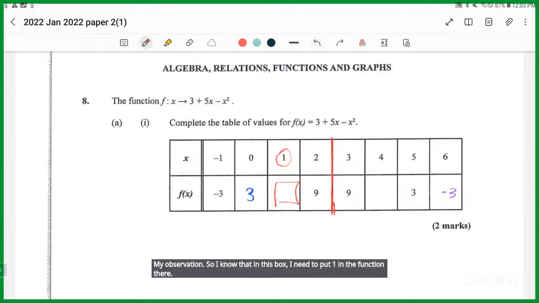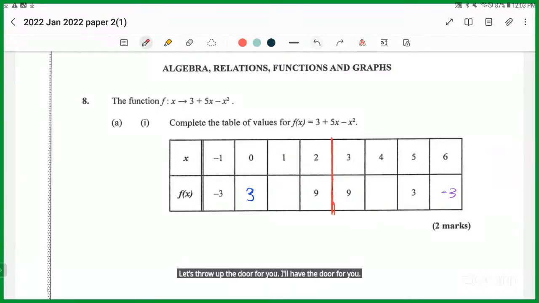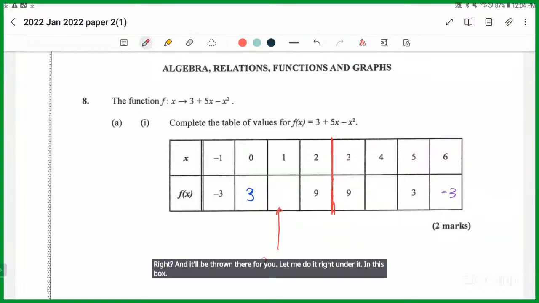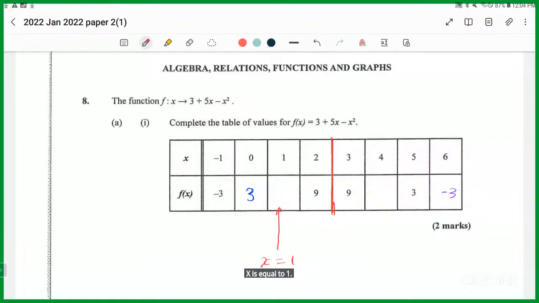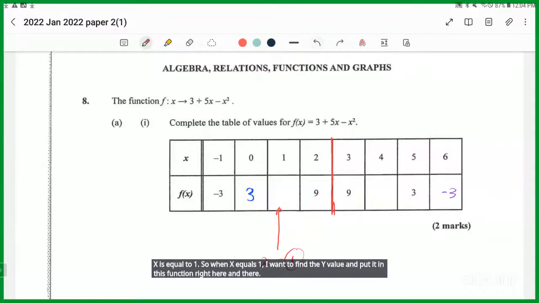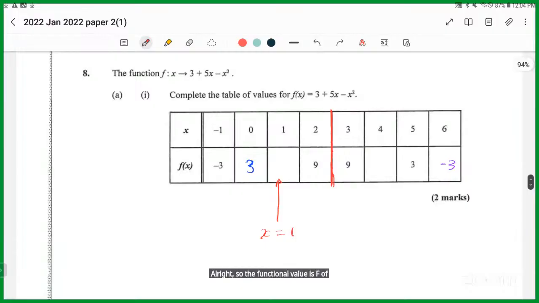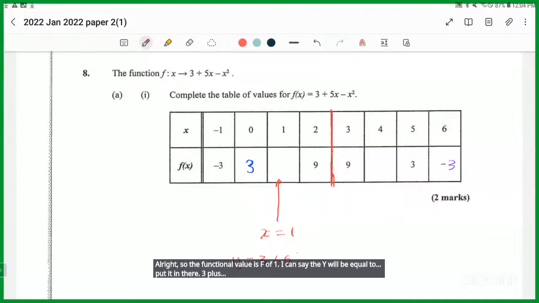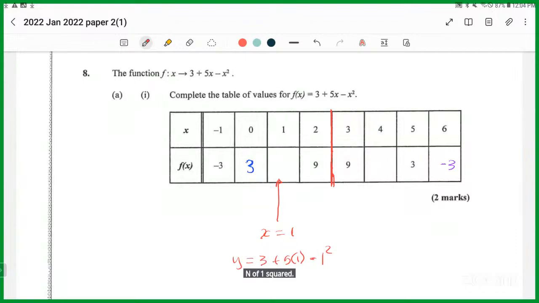So let's work it out for you. So this box is where x equals 1 in this box. Right? Let me do it down here for you. I have space to do it, right under it. In this box, x is equal to 1. So when x equals 1, I want to find the y value. I put it in this function right here. So the function value is f of 1. Or I can say the y will be equal to, put it in there, 3 plus 5 times 1 minus 1 squared. That's what I put when I plug the 1 in this.